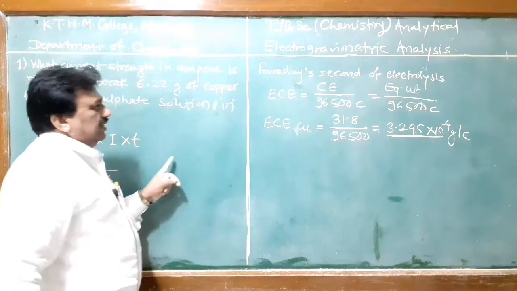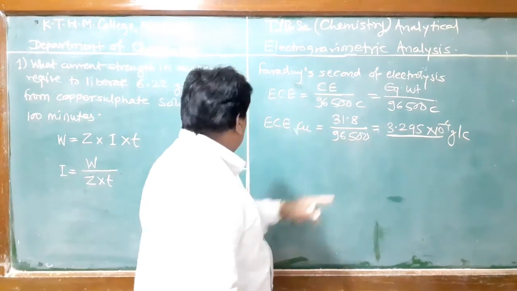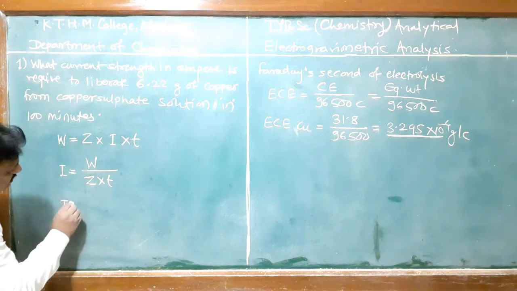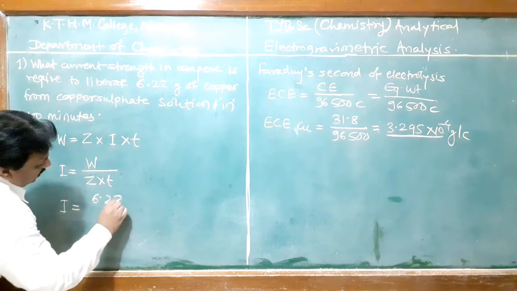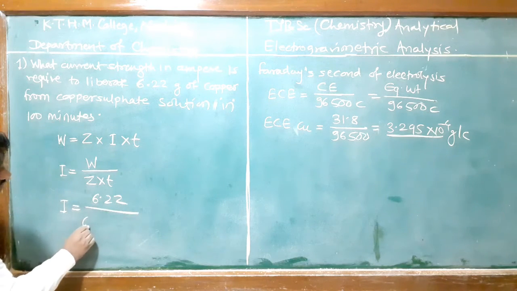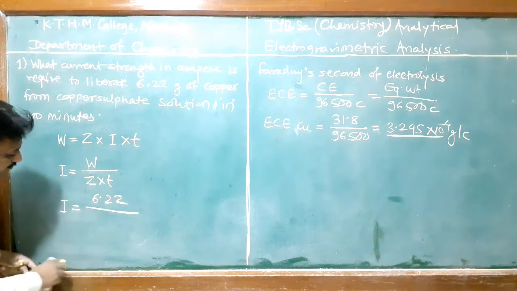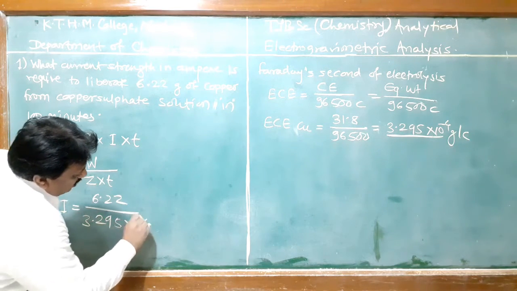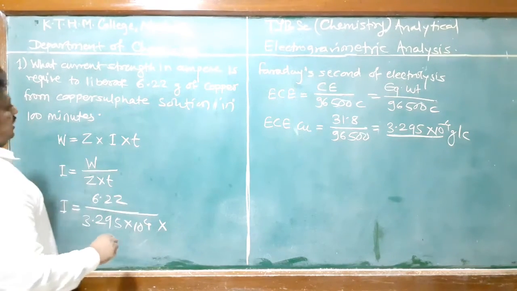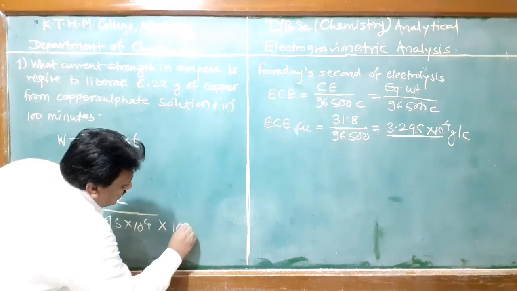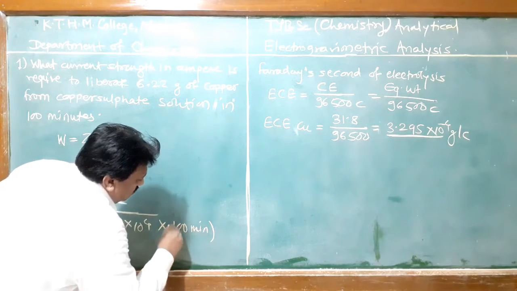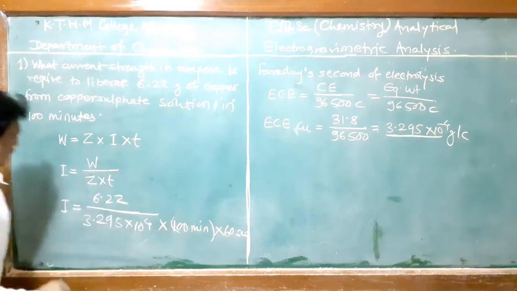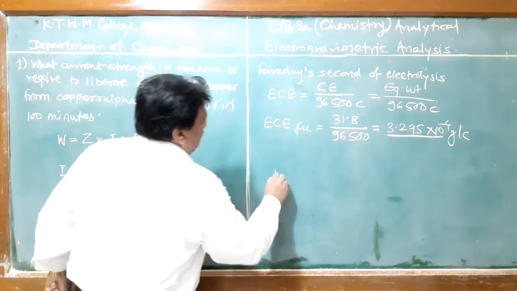And therefore here the electrochemical equivalent of copper is known. Now we can put this value into this equation. Then we have I is equal to 6.22 divided by Z, that is 3.295 into 10 raised to minus 4, into time, that is 100 minutes, means 100 minutes into 60, and that becomes seconds.